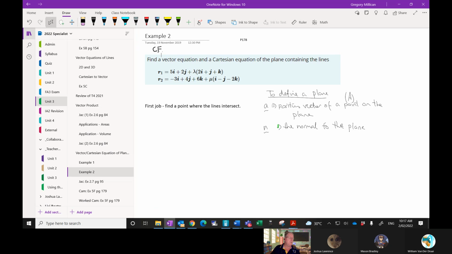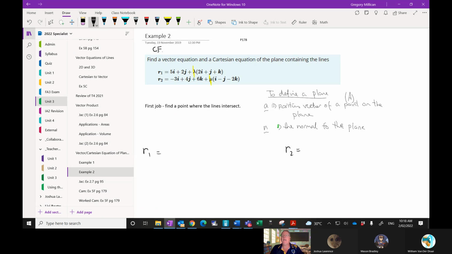So first thing to do, where do these lines meet? We need to identify the point where they meet. How do we do that? We need to find the values for lambda and mu. You'll notice that these are given in parametric form. So there are two lines in three-dimensional space given in parametric form, and what we need to do is organize this into Cartesian form. So the first job is to rearrange r1 and r2 into Cartesian form.